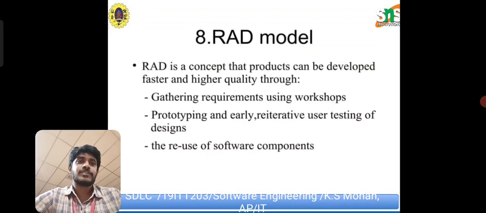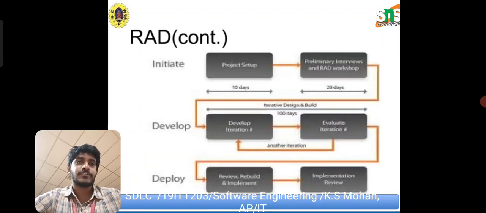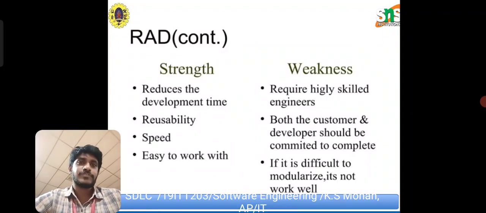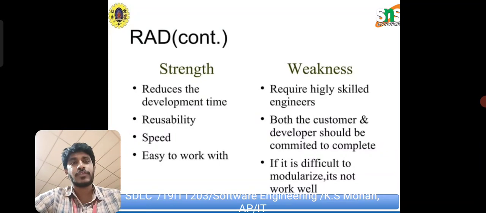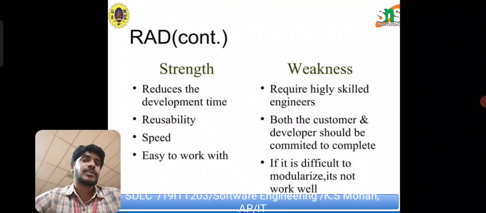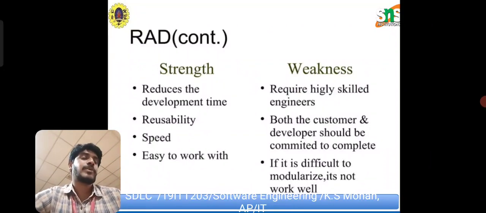The rapid application model is the last model we are discussing among the SDLC lifecycle model types. It is based on the reuse of software components. So this covers the four models we have seen in this video lecture. Rapid application development involves initiate, develop, and deploy, and this is the structure of the rapid application deployment model. It also has strengths and weaknesses: it reduces development time but requires highly skilled engineers, and both customer and developers must be committed to completing it. It is easy to work with, but difficult to modularize and does not always work well. Each model has advantages and disadvantages, which we call strengths and weaknesses, for the four models: waterfall, rapid application, spiral, and prototype.